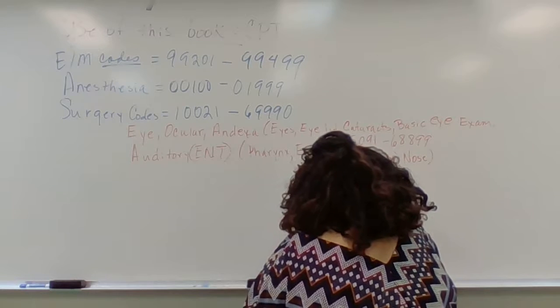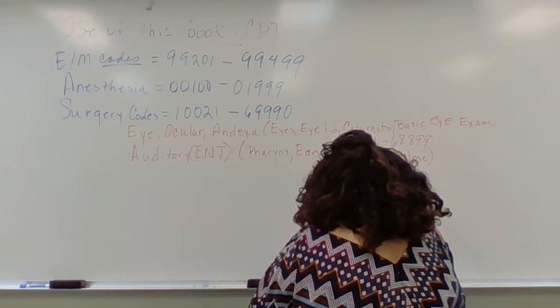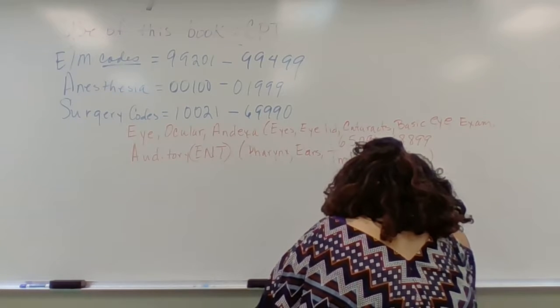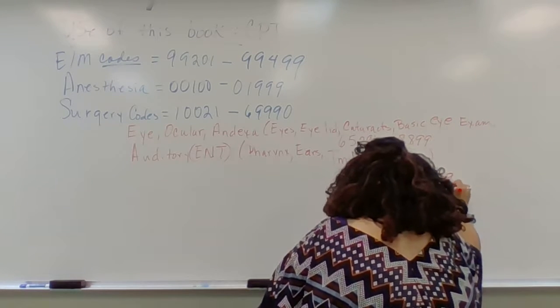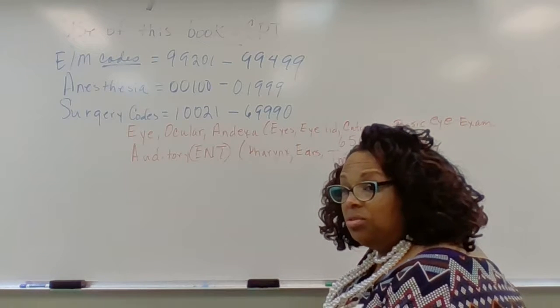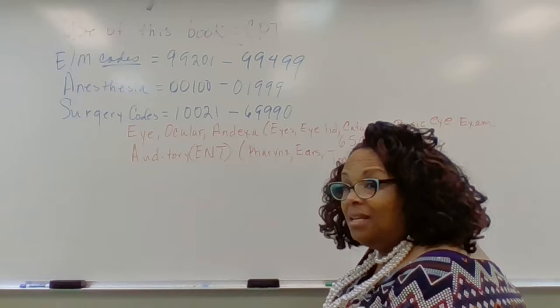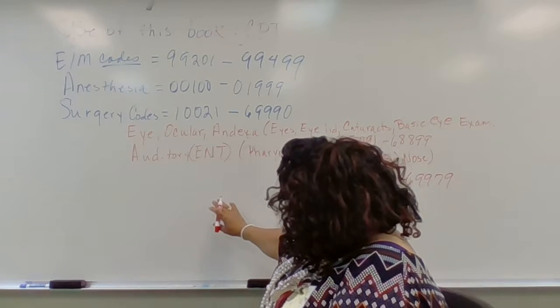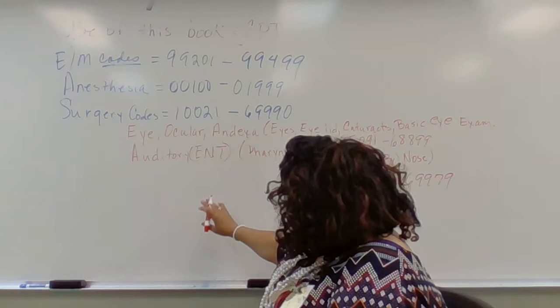69000. 69002. 69979. Any more surgery subsections? That's it? Okay, so that is all of it, plus the other subsections that we talked about earlier.